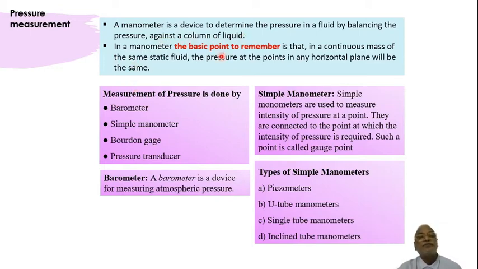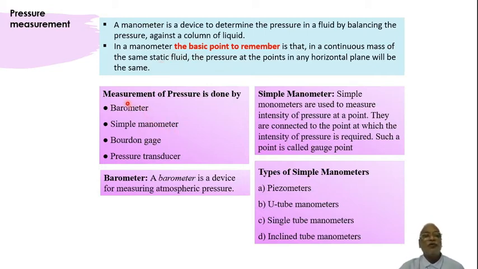Now in a manometer, the basic point to remember is that in a continuous mass of the same static fluid, the pressure at the points in any horizontal plane will be the same. There are two things here. Horizontal plane is one, but it should be the same static fluid medium. If the fluid medium is different, then the statement is not true. We'll see, of course, when we solve the problems what this statement actually means.